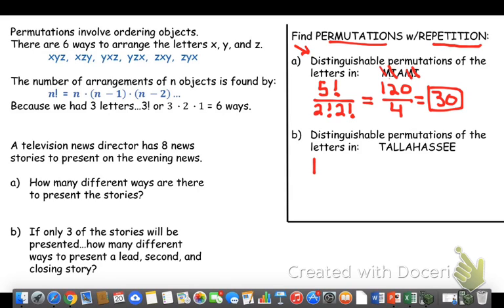Tallahassee has 11 total letters, so 11 factorial. We have repeating A's, so that's 2 factorial. We have repeating L's, that's another 2 factorial. Oops, we have 3 A's. I need to change that. And then we have 2 S's, so 2 factorial, and 2 E's.